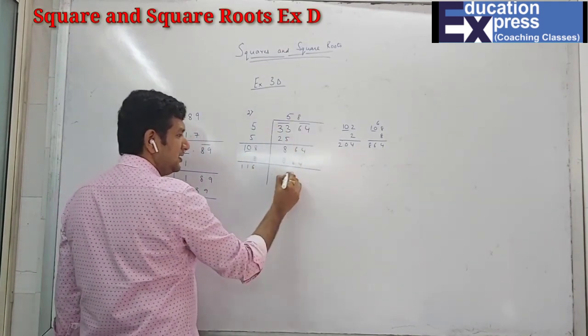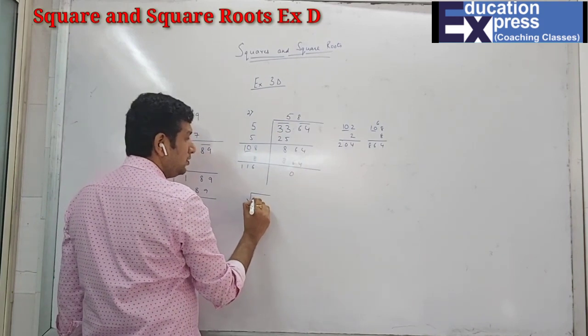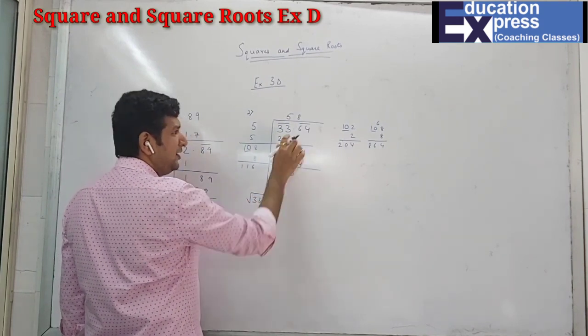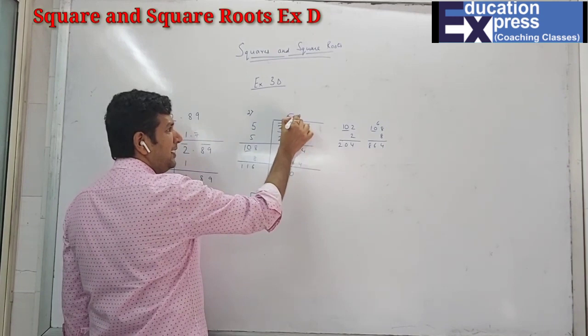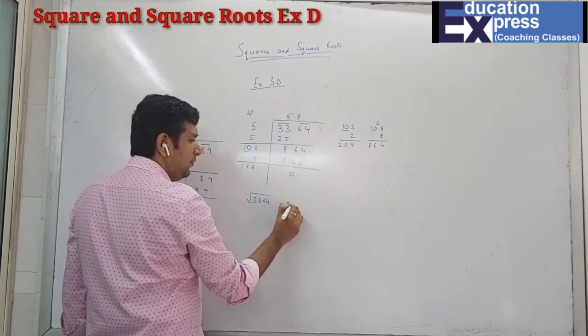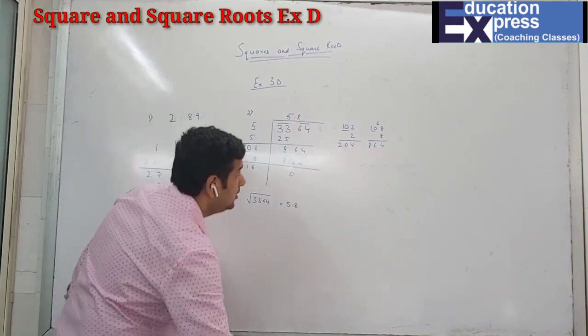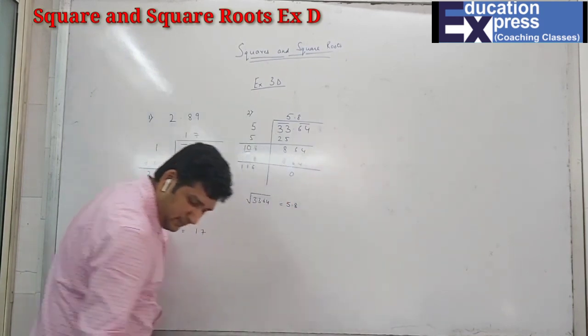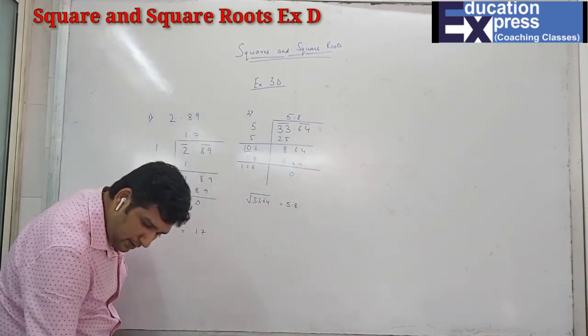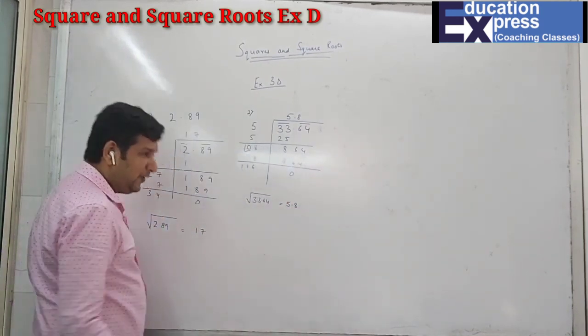Answer is correct. So the square root of 33.64. Students, after the decimal, how many pairs? 1. So after 1 number the decimal will come. Answer is 5.8. Next. Third part, 156.25.